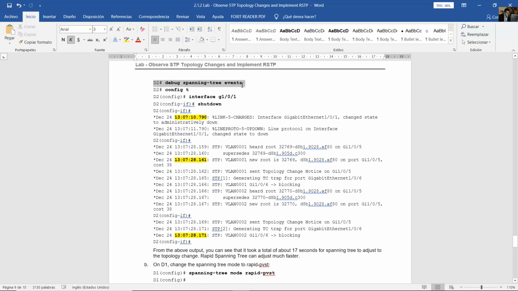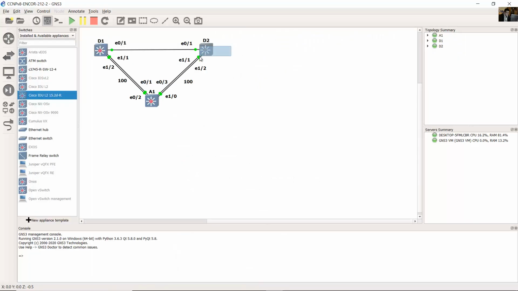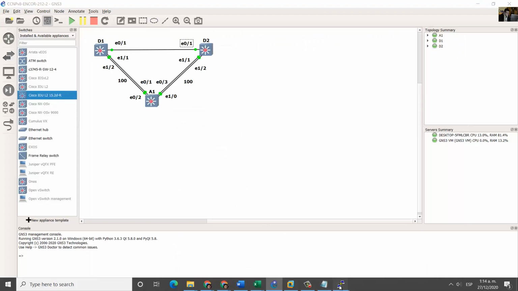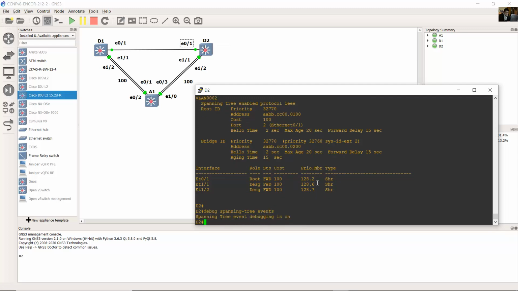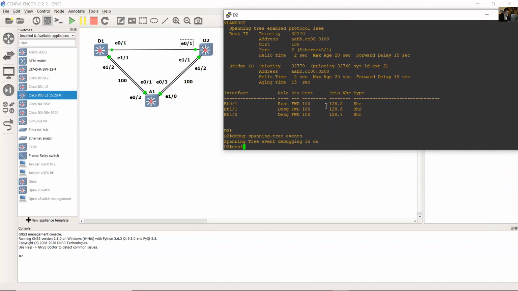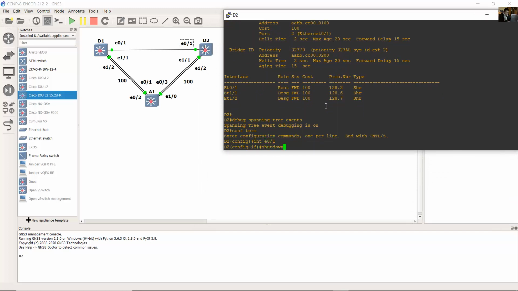On D2, debug spanning tree events. Configure terminal, interface Ethernet 01 on D2, shutdown. Okay, shutdown. On D2, enter debug spanning tree events, then configure terminal, interface Ethernet 01, shutdown.